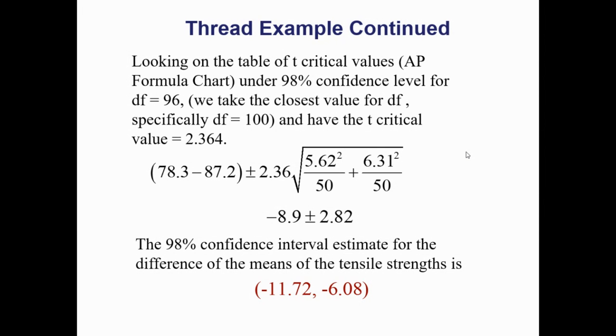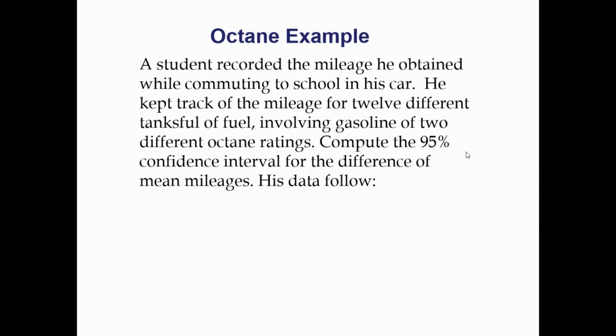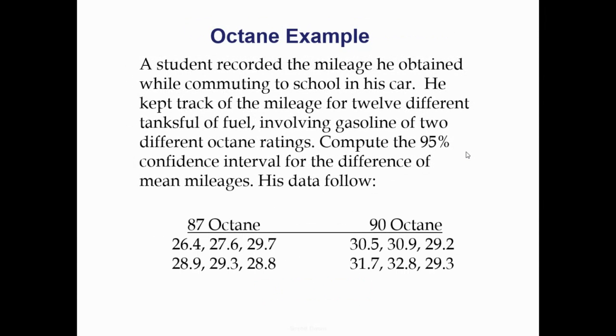Okay, next example. We gotta get moving. A student recorded the mileage he obtained while commuting to school in his car. He kept track of the mileage for 12 different tankfuls of fuel involving gasoline of 2 different octane ratings. Compute the 95% confidence interval for the difference of mean mileages. And then there's his data.